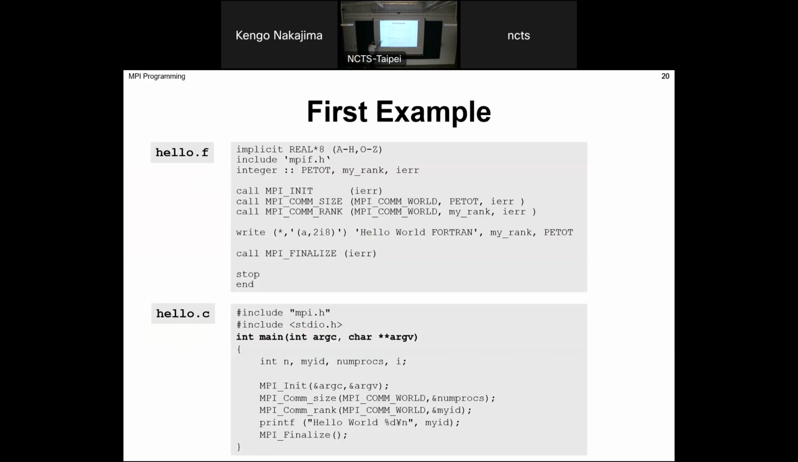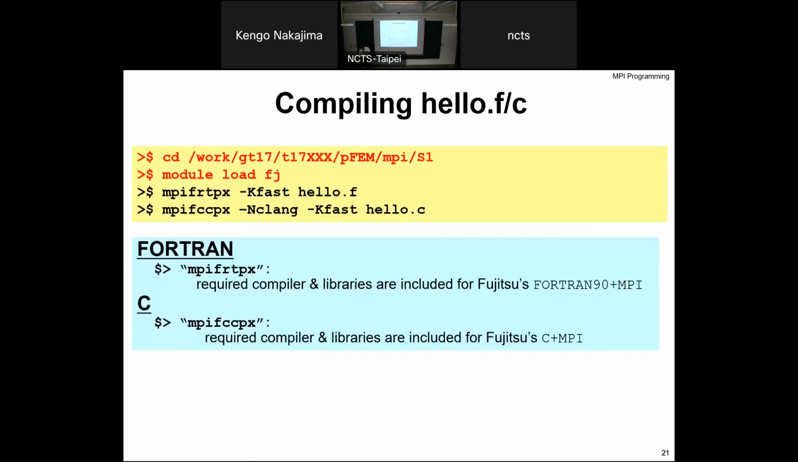Basically, the main part is the hello world Fortran and the hello world C. You can see they are calling several MPI functions starting with MPI: MPI_Init, Comm_size, Comm_rank, and Finalize. This is the C part, and they are also calling the same function names. Of course, the interface is a little bit different. So please compile hello.f or hello.c.